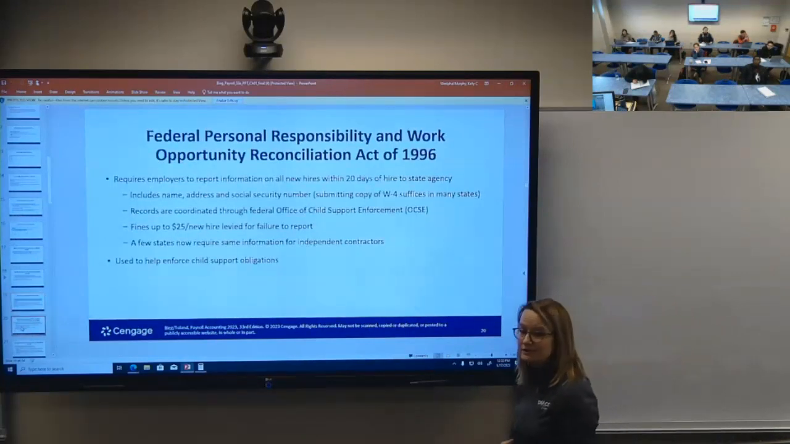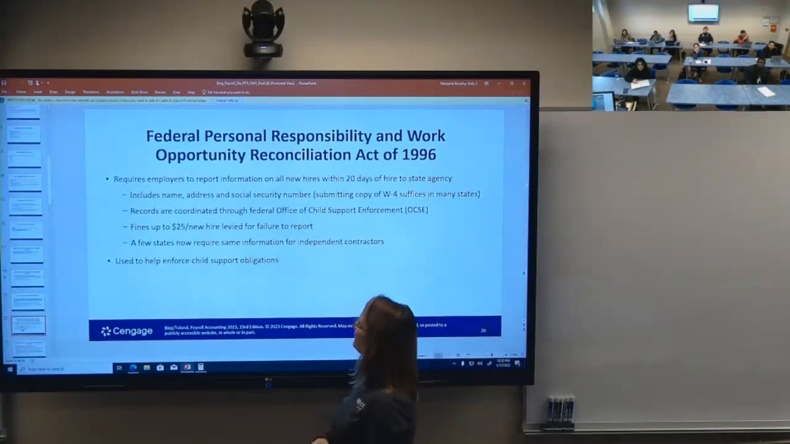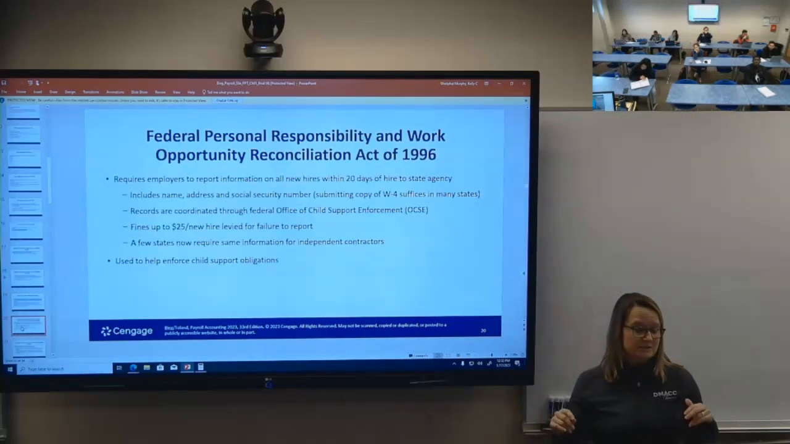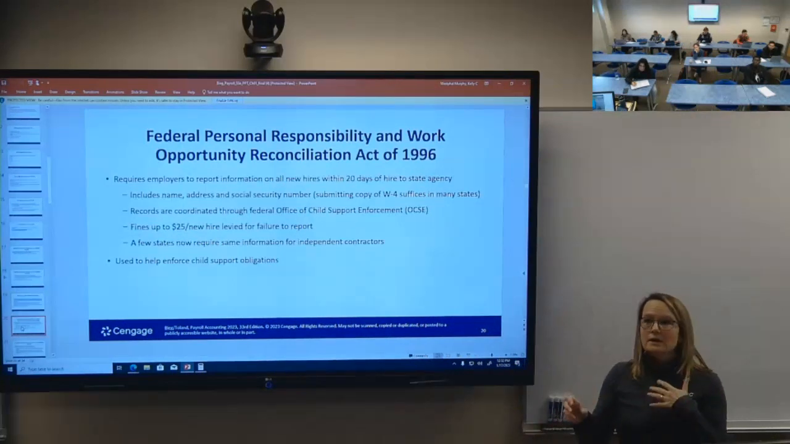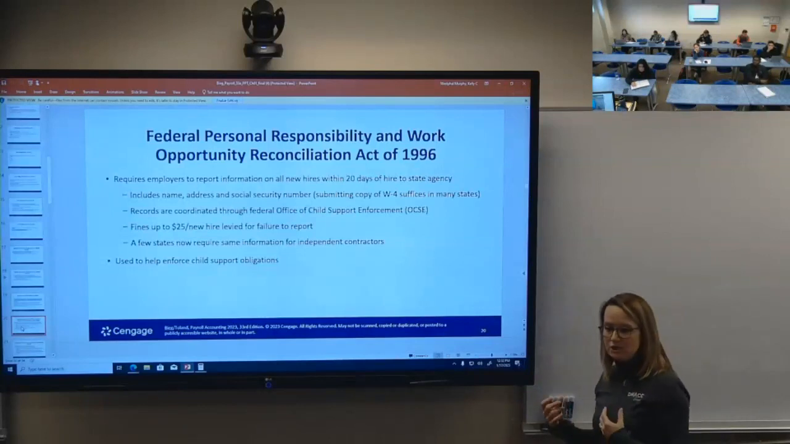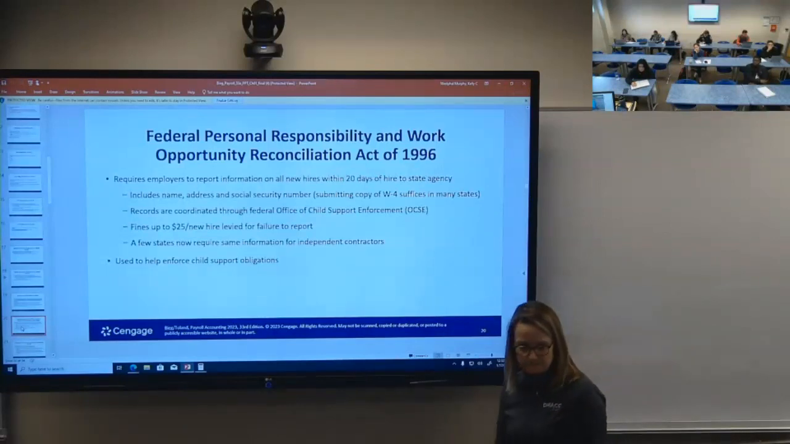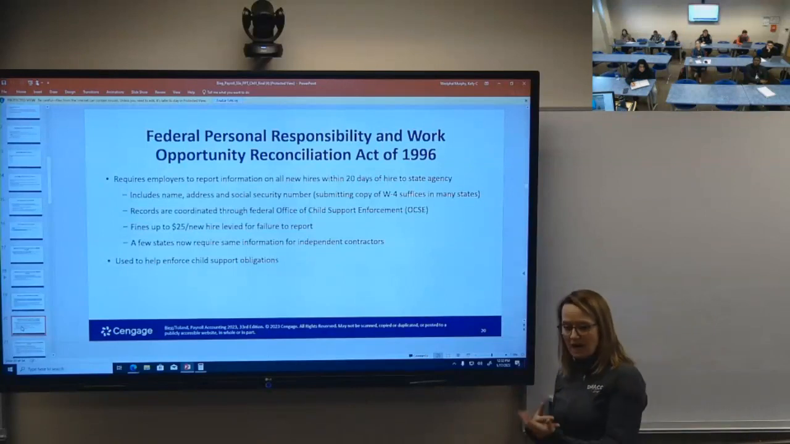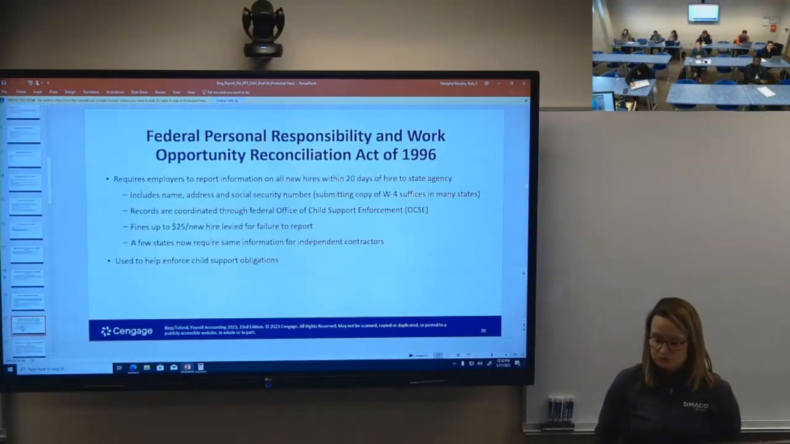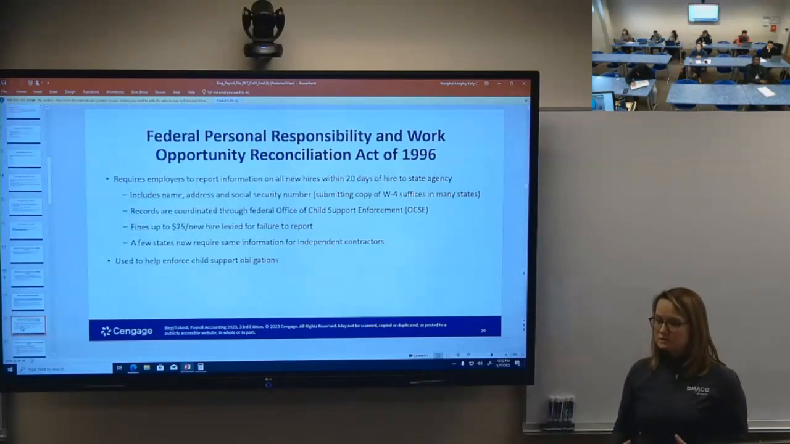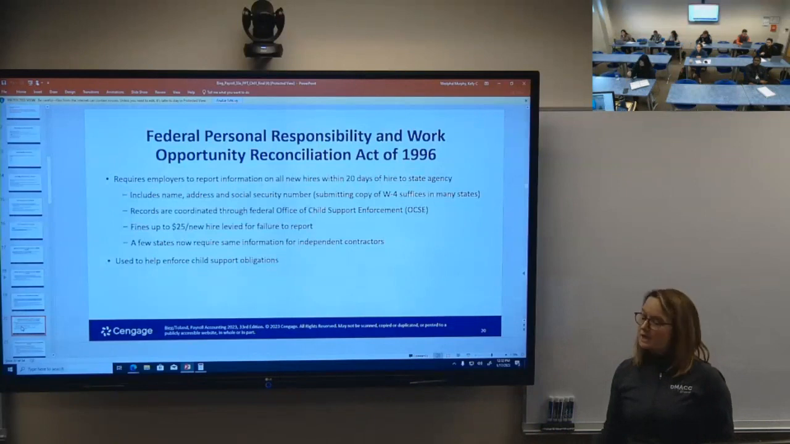Federal Personal Responsibility Work Opportunity Reconciliation Act of 1996. Because of this act, employers are required to report to the state when any new individual is hired. The reason being, the state keeps track of child support obligations. When somebody is hired, if they have a child support obligation, they may be subject to garnishment of their wages in order to pay that child support.